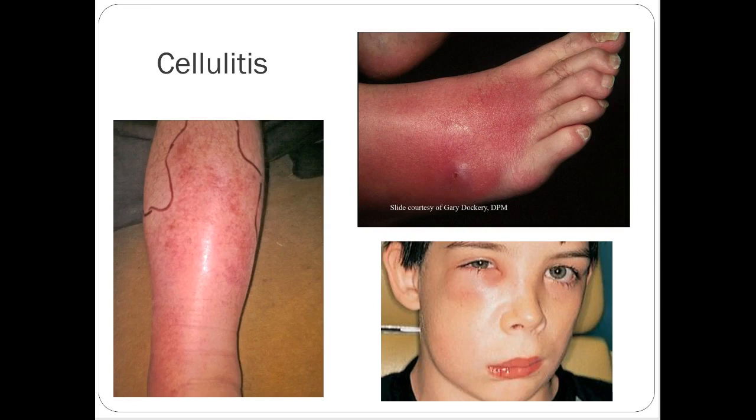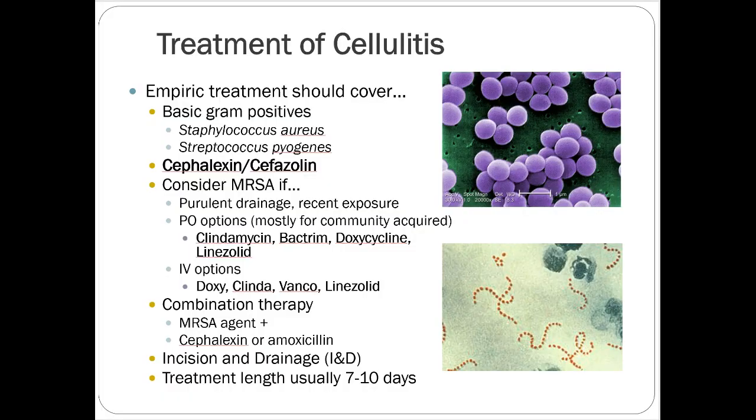So cellulitis, basic skin and soft tissue infection, can affect multiple areas of the body. Usually some source precipitated it, so either like a puncture wound or a scrape or something like that. Treatment, we're going to cover basic skin pathogens. Really, that's all you should need to do in most patients. So empirically, we're going to look at gram-positive coverage. So Staph aureus and Strep pyogenes are the two most common skin pathogens.